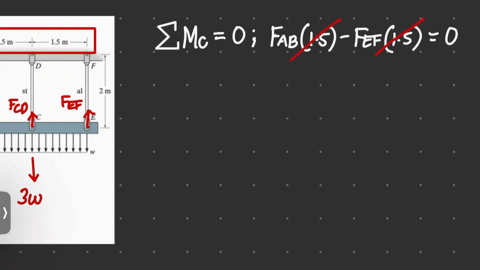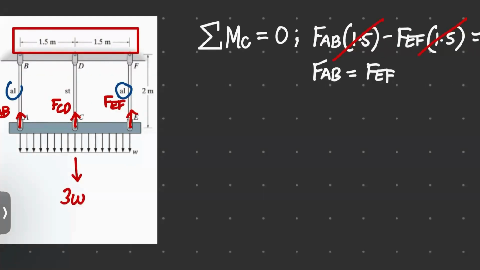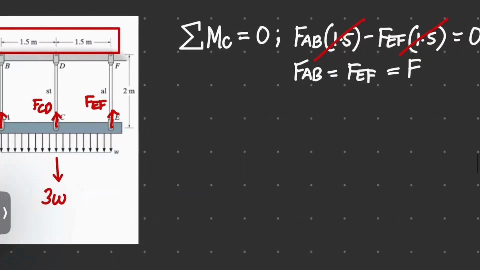Let's cancel our 1.5s since the distance was the same, and you can just divide all by 1.5 and not get any different values. So we would be able to say that FAB is equal to FEF. We also know that both are made of aluminum, so let's just call this force F or F aluminum. You can choose which you would prefer.